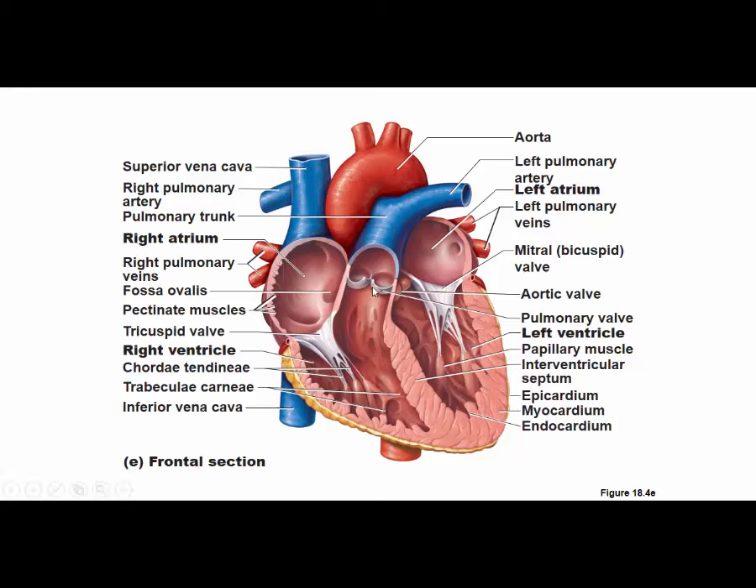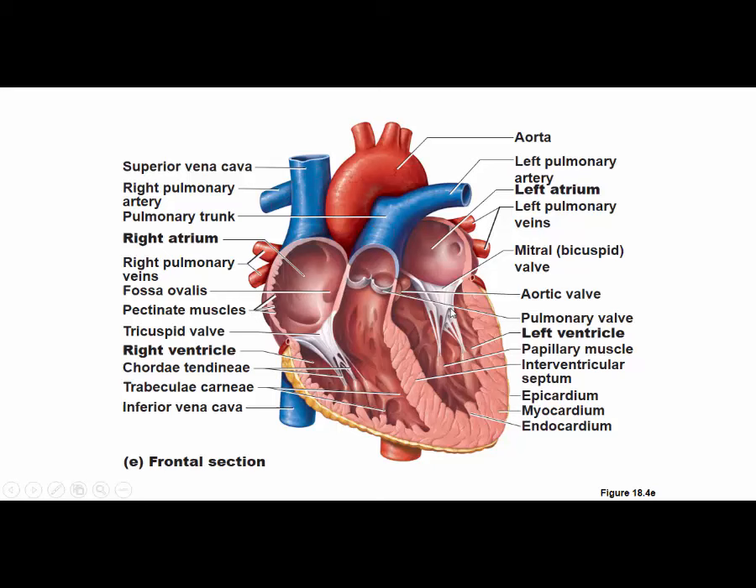Then the other valves we see are at the base of the arteries. We have the pulmonary valve, which would be up here in the roof of the right ventricle, and then peeking out underneath here is the aortic valve, which is in the roof of the left ventricle. These do not have the chordae tendineae on them, but they have these cusps, kind of like a half moon shape, somebody thought. So they're called semilunar valves based on the shape of them.